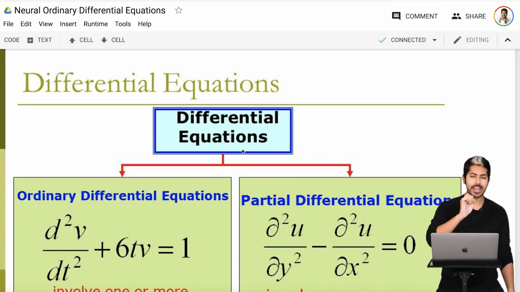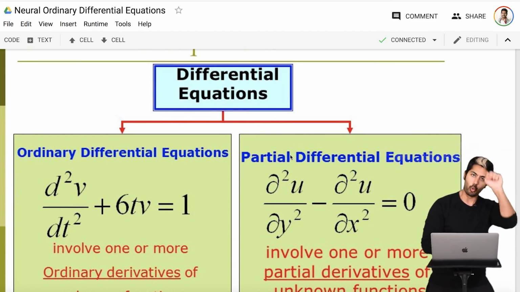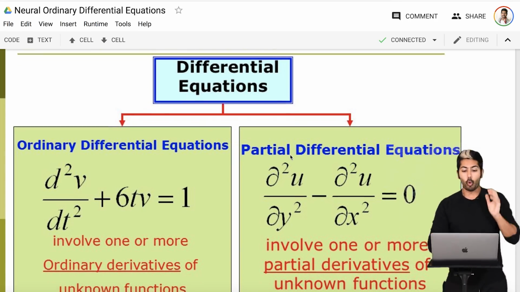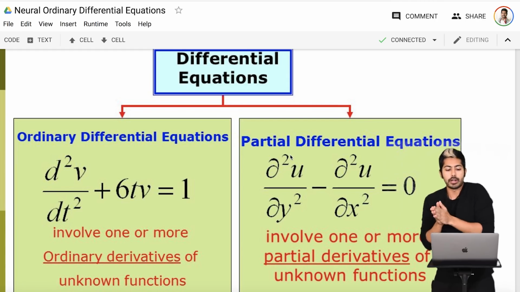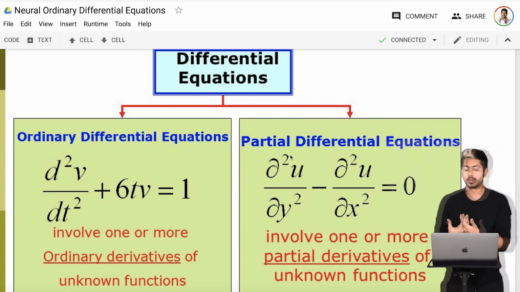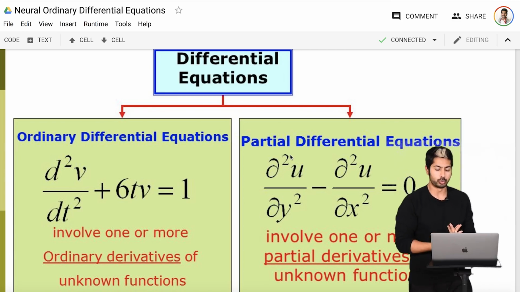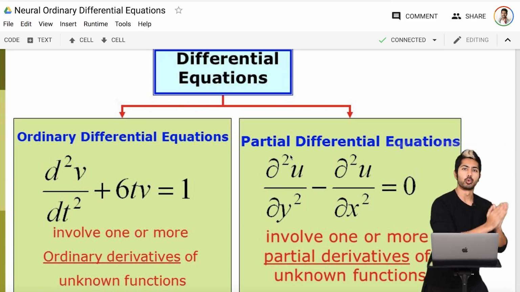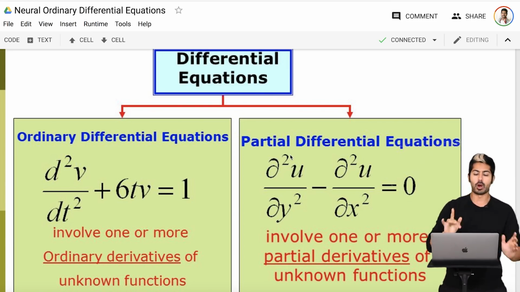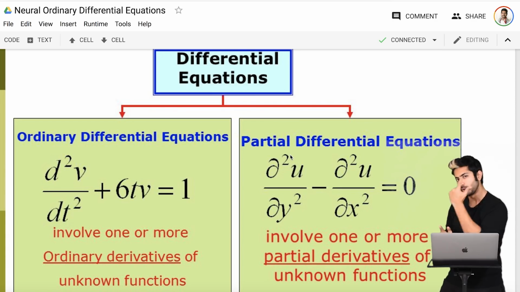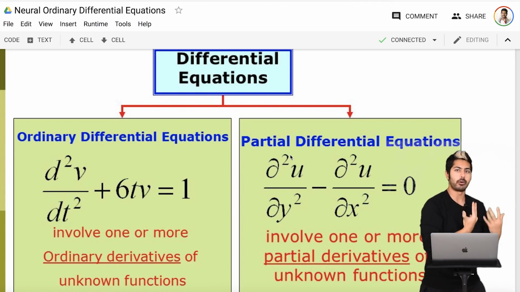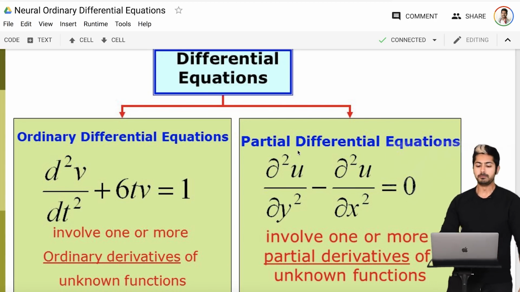So differential equations, there are two types: ordinary differential equations and partial differential equations. Ordinary differential equations involve one or more ordinary derivatives of unknown functions, whereas partial differential equations involve one or more partial derivatives of unknown functions. So the idea is that in an ordinary differential equation, we are taking the derivative with respect to one independent variable, whereas in partial differential equations, we're taking the partial derivative, so there are multiple independent variables. We are differentiating with respect to one of those variables because they're all independent, but in an ordinary differential equation, there is one independent variable.